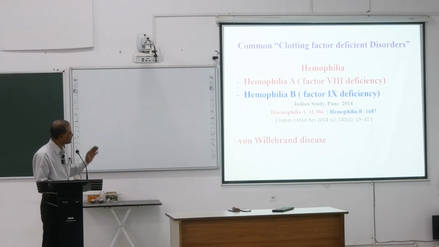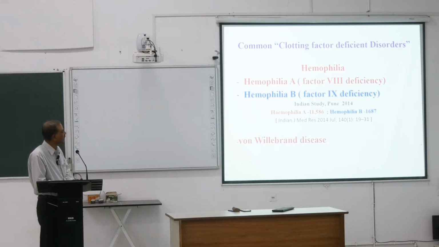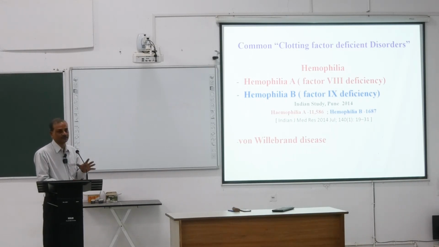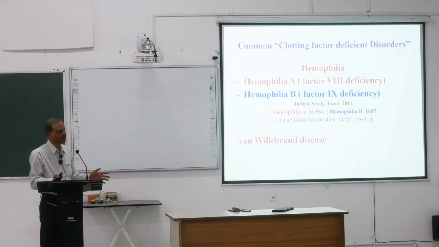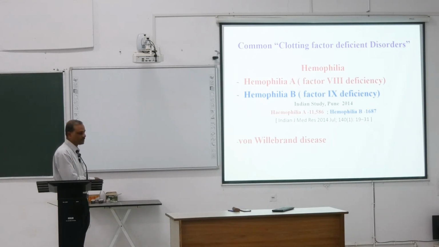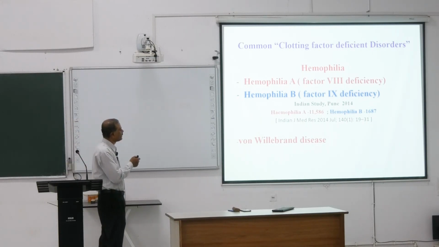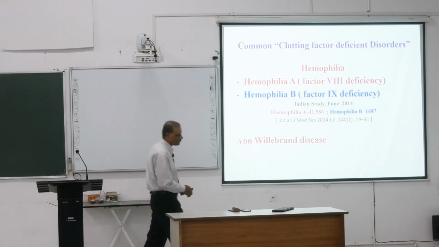In India, there was a study in 2004 from Pune, and they estimated the total number of hemophilia patients in India, detected cases, at about 11,586. There are many undetected cases. Hemophilia B is 10 times less common than hemophilia A, and there is another disease called von Willebrand disease. So just remember the most common clotting factor disorder is hemophilia, and hemophilia A constitutes the bulk.